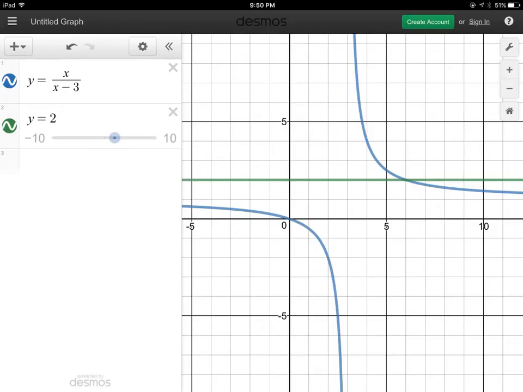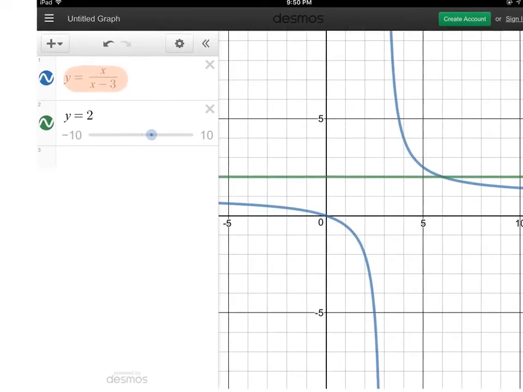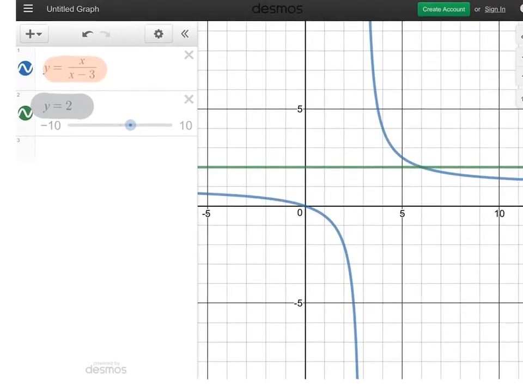So I've graphed my two functions, and I used Desmos to graph them because that's the easiest thing for me to do when I'm working with the iPad. My first function was x divided by x minus 3, and that is my function that is blue. So I'm going to make sure y'all can see that it is my blue function here. And then my second thing I had to graph was y equals 2, which is my green function. So what I'm looking for is where they intersect.